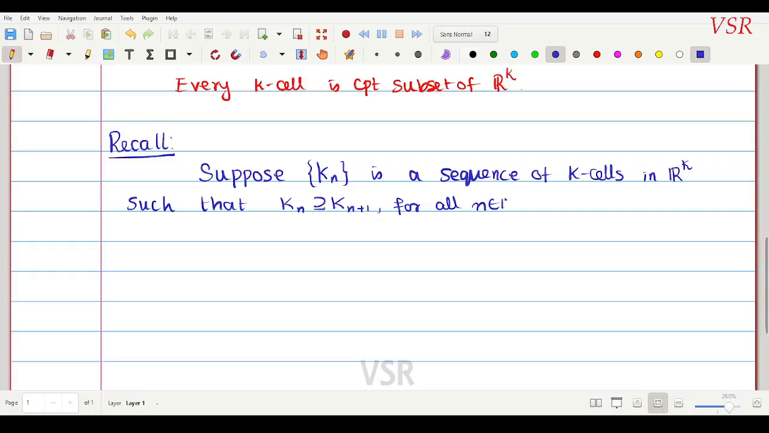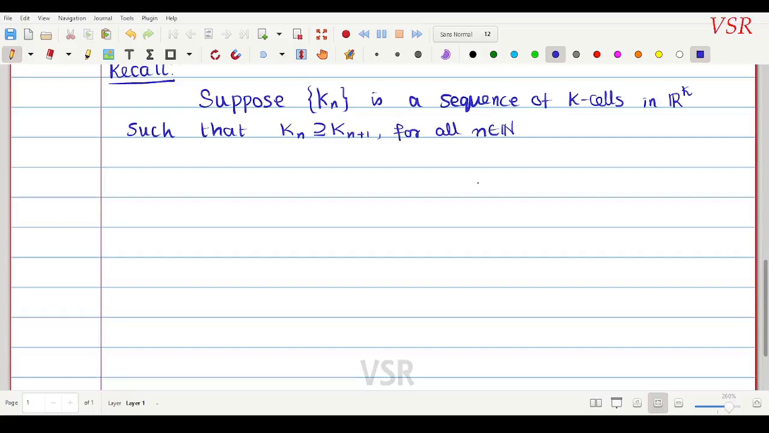That is, one k-cell is inside another, and the next one inside that, going further inside. So we have a decreasing sequence of non-empty k-cells. Then the intersection of I_n for n equal to 1 to infinity is always non-empty.